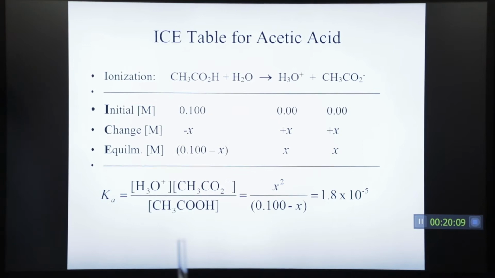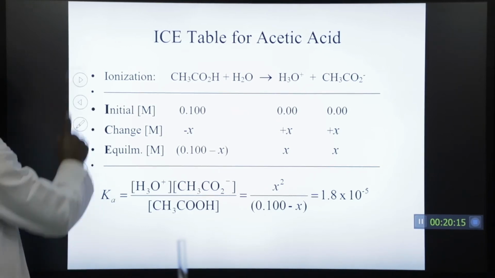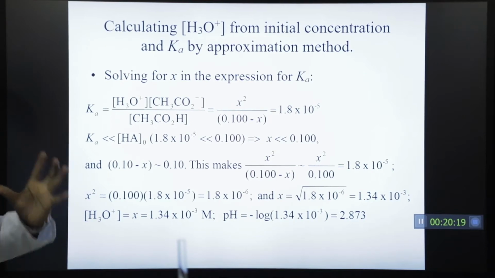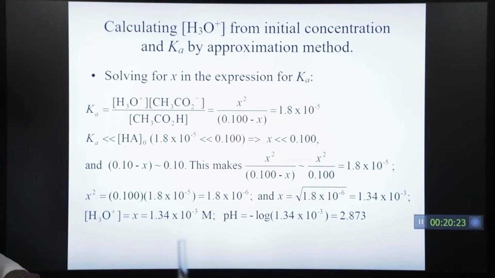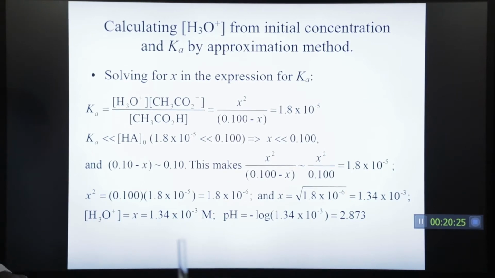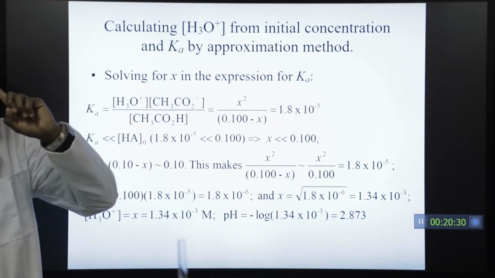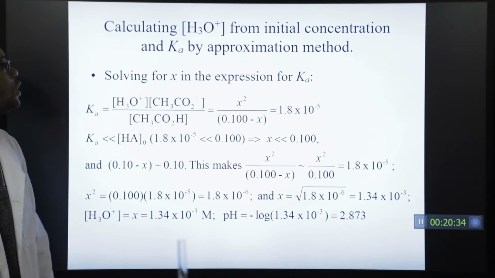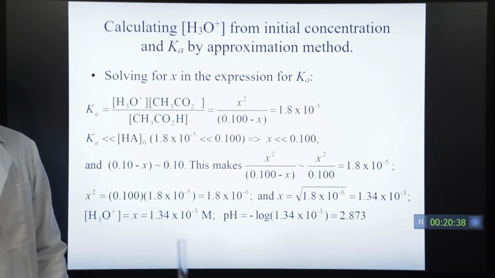There is an intelligent interpretation you are expected to do or to know as you perform this calculation. So follow me through this clearly so that what I am going to do here will make sense to you. So we are saying that calculating the concentration of the hydronium ion or H plus ions from initial concentration and Ka, we use what we call the approximation method.